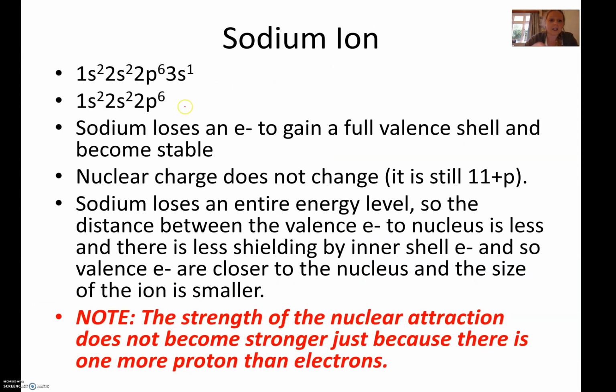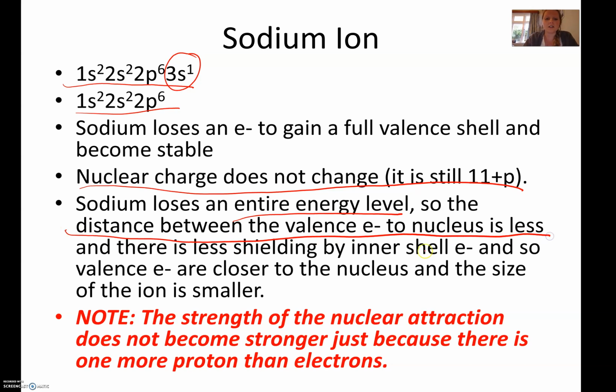So very quickly, you can see here's the electron configuration of the atom compared to the ion. I do recommend doing the electron configurations here because you can make sure you're justifying correctly. This electron's lost, and this means that actually an entire energy level has been lost. So sodium loses an electron to gain a full valence shell and become stable. The nuclear charge does not change, it's still got 11 protons. It's lost an entire energy level, therefore the distance between the valence electrons and the nucleus is less, and there is less shielding by inner shell electrons. Therefore the size is smaller.